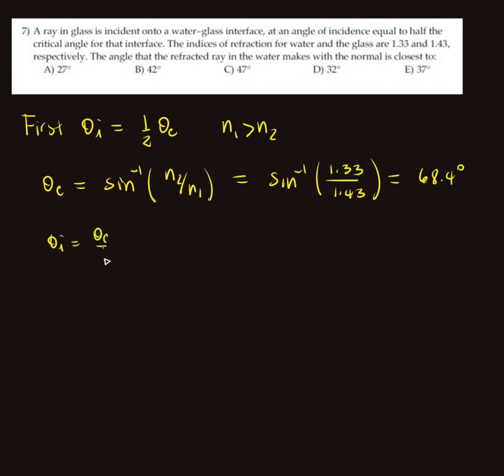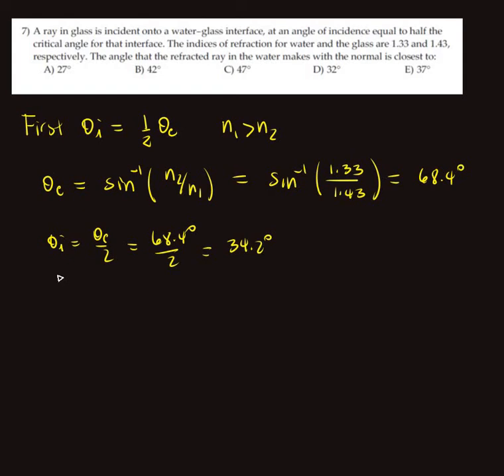Perfect. But now we know the angle of incidence, because the angle of incidence is half of the critical angle. So it's going to be 68.4 degrees divided by 2, and this is going to give us 34.2 degrees. But this is not the answer, because they're asking about the angle that is refracted.